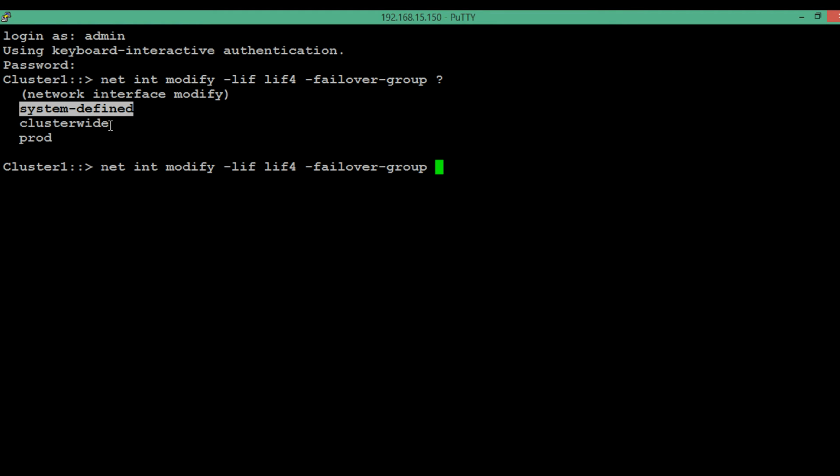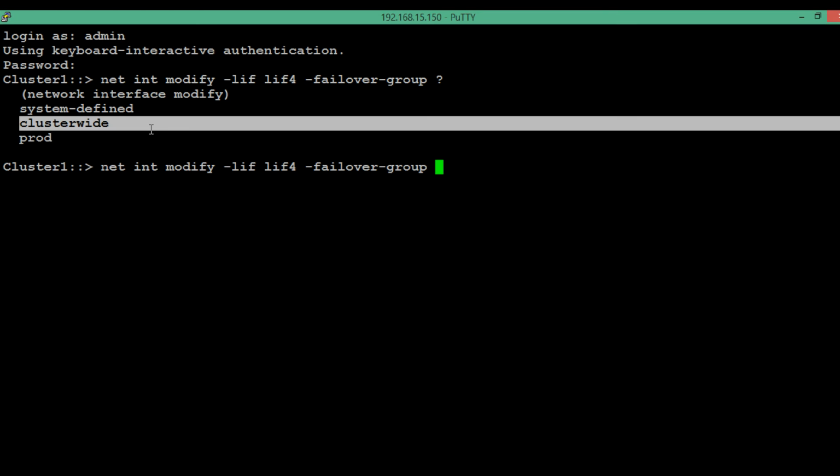The second one is cluster wide. Again, this is not created by a user, and it is also managed by the system. By default, all the data ports present in the cluster are members of this failover group. By default, the cluster management LIF is associated with the cluster wide failover group.